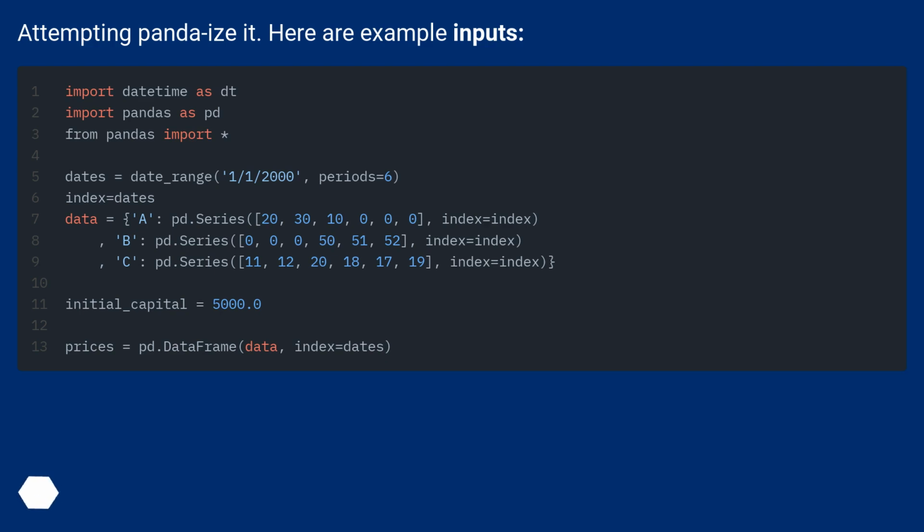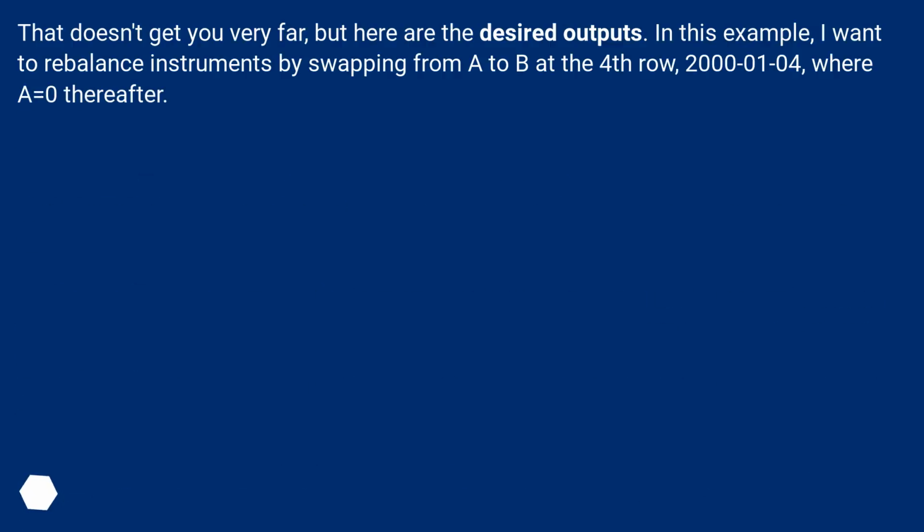Attempting Pandas. Here are example inputs. That doesn't get you very far, but here are the desired outputs. In this example, I want to rebalance instruments by swapping from A to B at the 4th row, the 4th of January 2000, where A equals 0 thereafter.